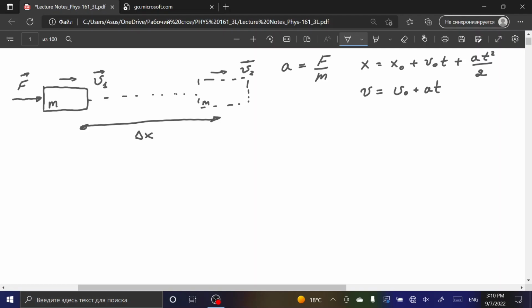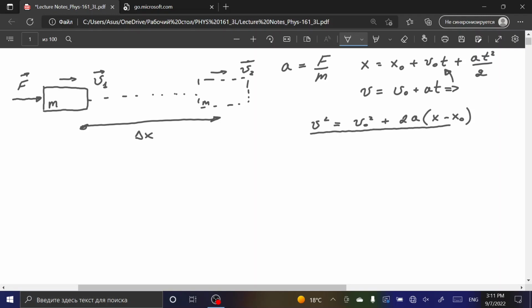And as you remember, when we express t from this second equation and substitute it into the kinematic equation, we could derive another form of the kinematic equation which does not depend on time, so it represents change of velocity via change of position. That equation looked like this: v square equals v naught square plus 2a times x minus x naught. So that was our new form of the kinematic equation.